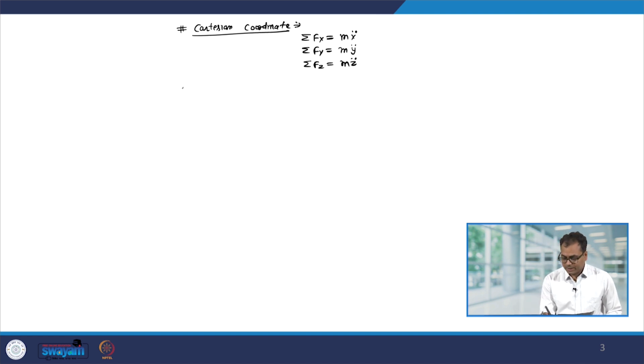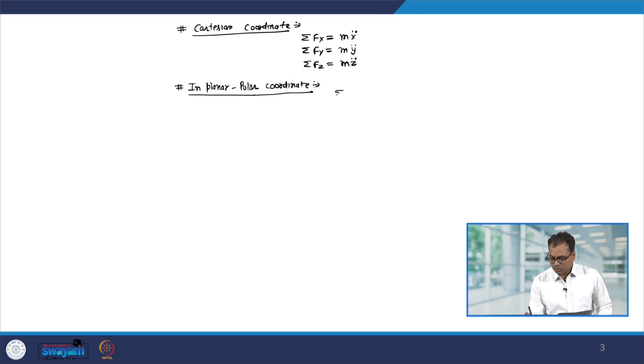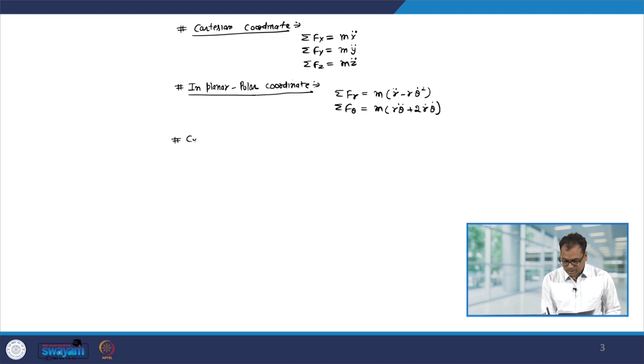In planar polar coordinates, we have the force along the r direction and theta direction. Summation Fr equal to m times the acceleration along the r direction, which is something that we have derived: r double dot minus r theta dot square. And summation F theta equal to m times the acceleration along the theta direction, that is r theta double dot plus 2 r dot theta dot.